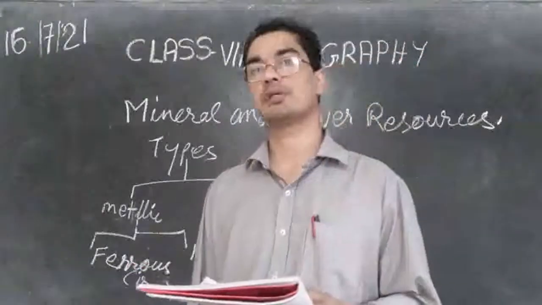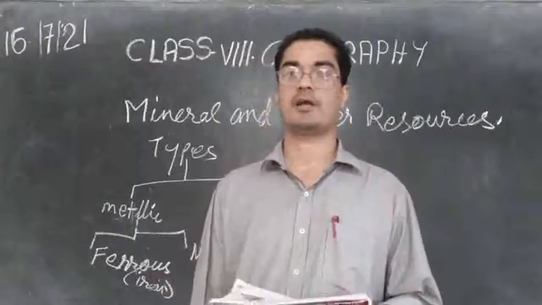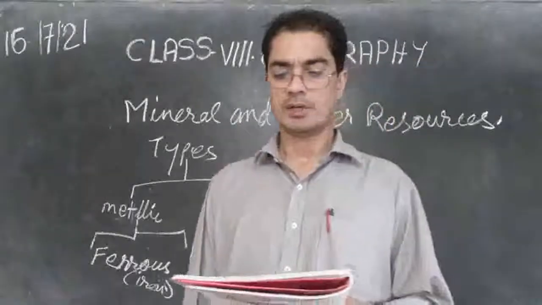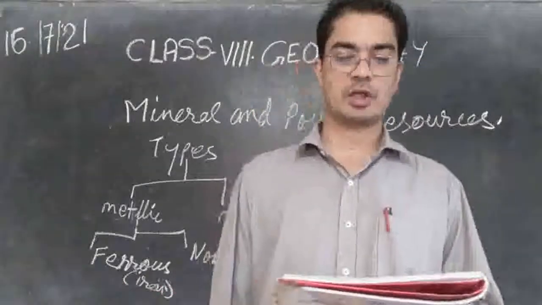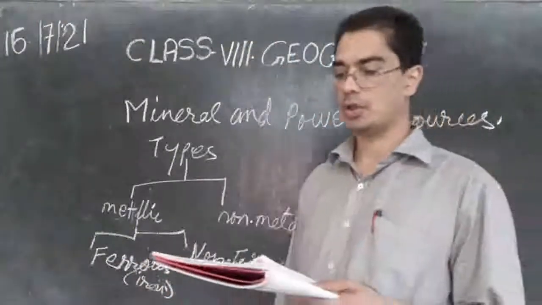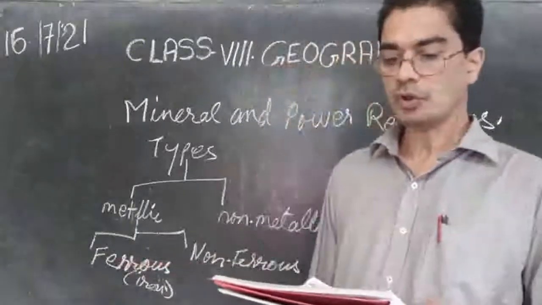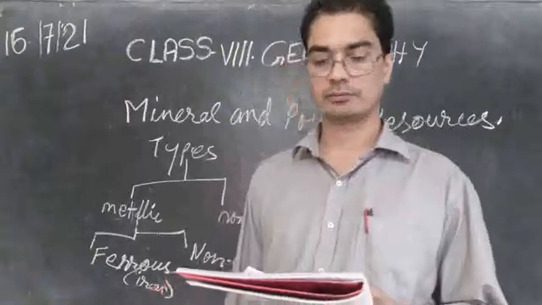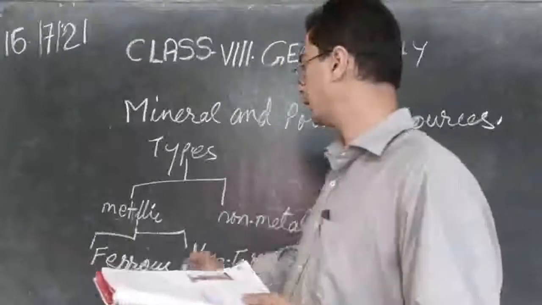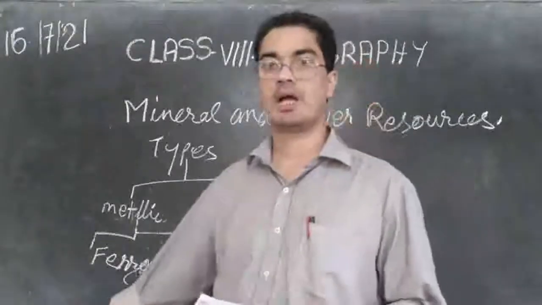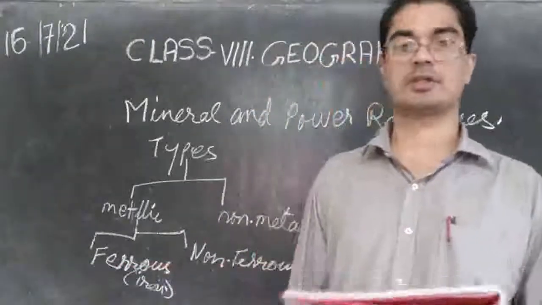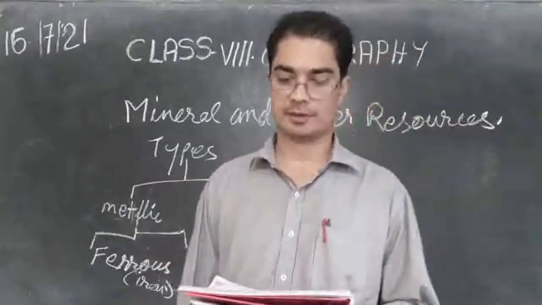So some examples of these minerals are iron ore, bauxite, manganese ore, and so on. Then metallic minerals may be ferrous or non-ferrous. Ferrous minerals like iron ore, manganese, and chromides contain iron. So metallic minerals which have iron content in them are called ferrous minerals. Ferrous means having iron content.